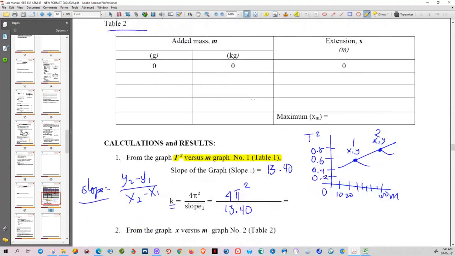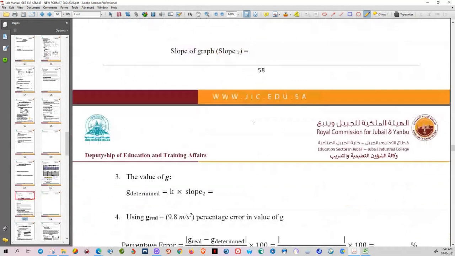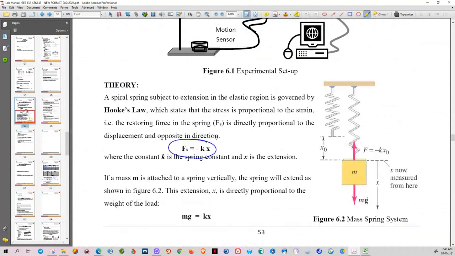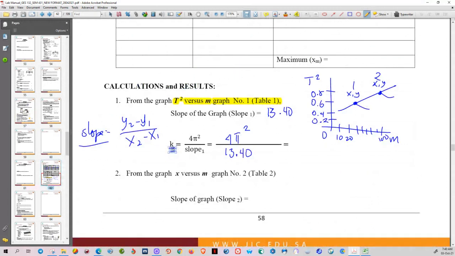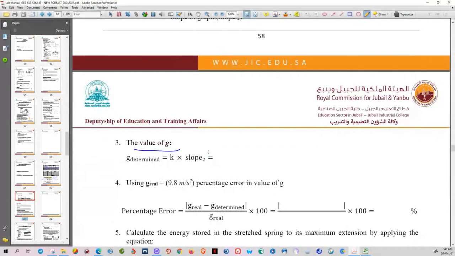In table 2, this is Hooke's law. Okay, so table number 1 is simple harmonic motion. Table number 2 is Hooke's law. Now, remember in Hooke's law, it is usually used to find the value of k, the spring constant. However, we find the value of k using simple harmonic motion, using a different equation for simple harmonic motion. So in table number 2, we will use the value of k to actually find the value of gravity.